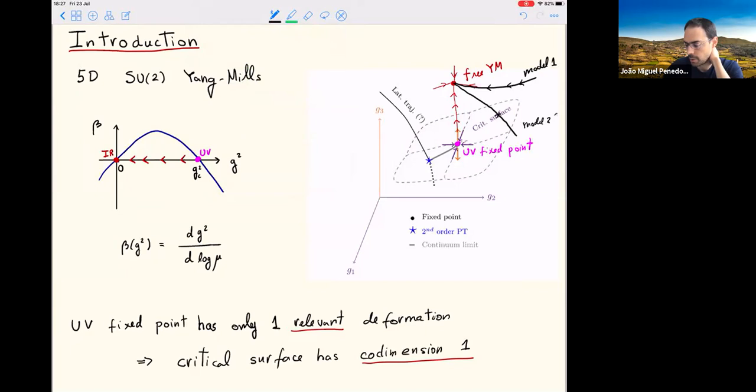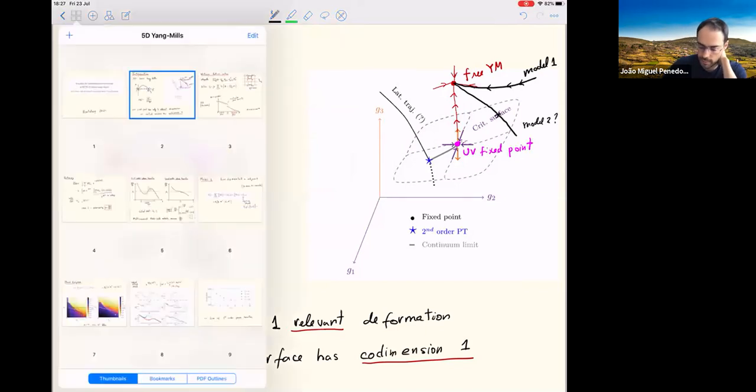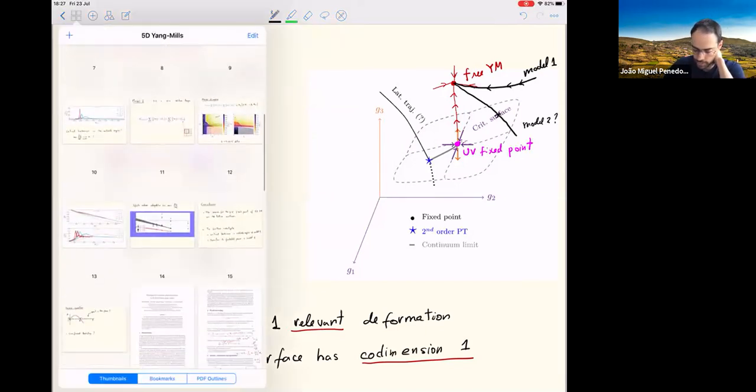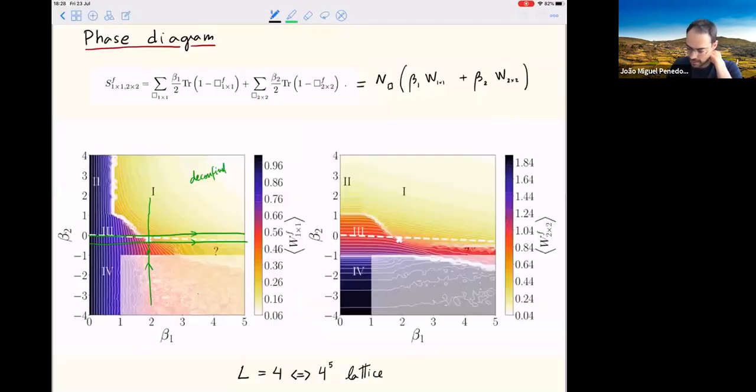But this requires more numerics, and it's not just a matter of working, because 5D is very difficult on the lattice. Everything is to the 5th power. So maybe the transition here is first order, but then it continues as second order.